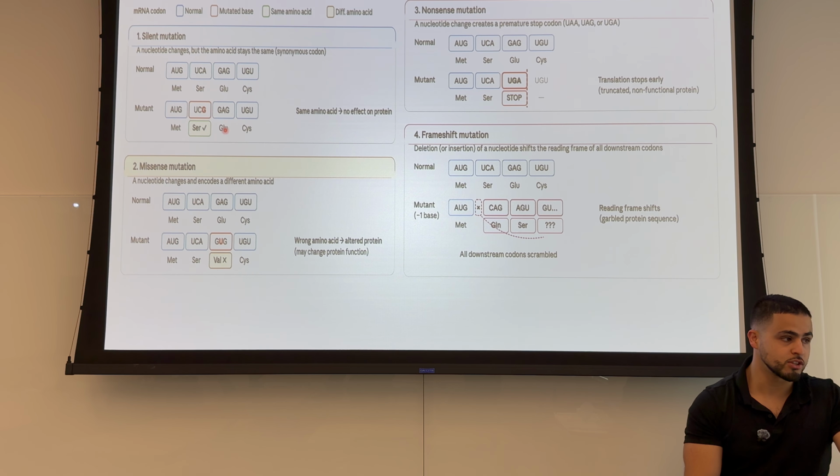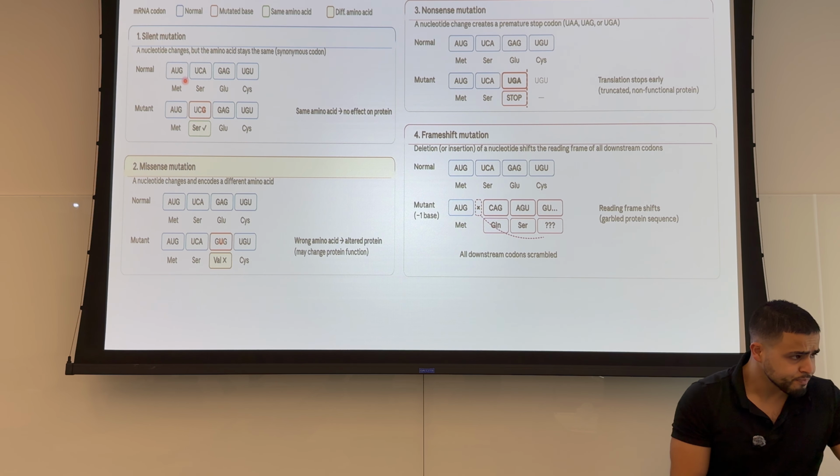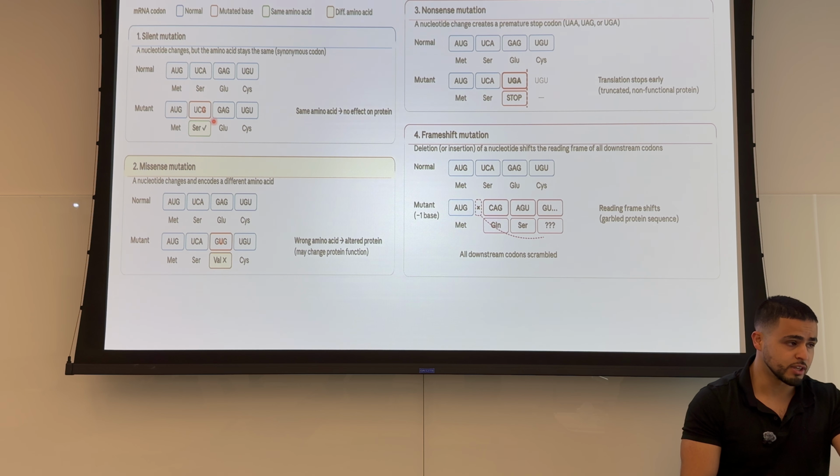So silent mutations, as you can see right here, you replaced UCA, you still have the UC part, and then you just replaced A with G, and it turns out both of these codons will give you serine, so it's the same exact protein, same exact amino acids.